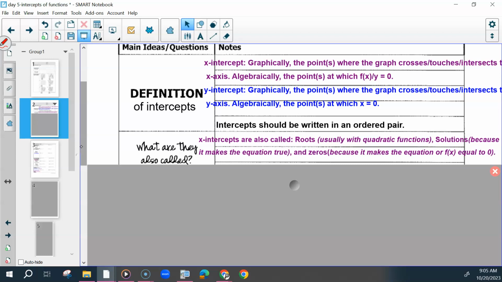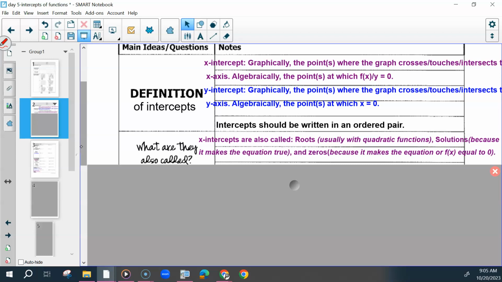So definition of intercepts. For the x-intercept, graphically, it's the point or points where the graph crosses, touches, or intersects the x-axis. Algebraically, the point or points at which f of x or y equals 0. So summary of that. X-intercept graphically where it crosses the x-axis. Algebraically where y equals 0.